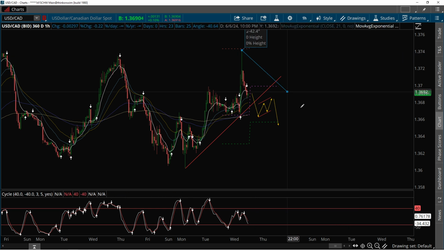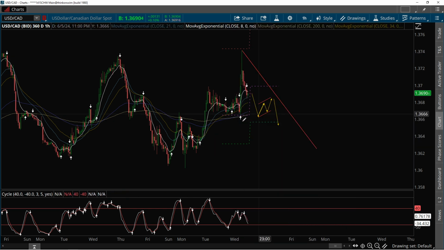And then now you're going to have a downtrend coming down to your daily 200 at that point. All right, so that is what you're looking for on CAD. Nothing doing on Euro, right? Rate decision, just stay out of that.